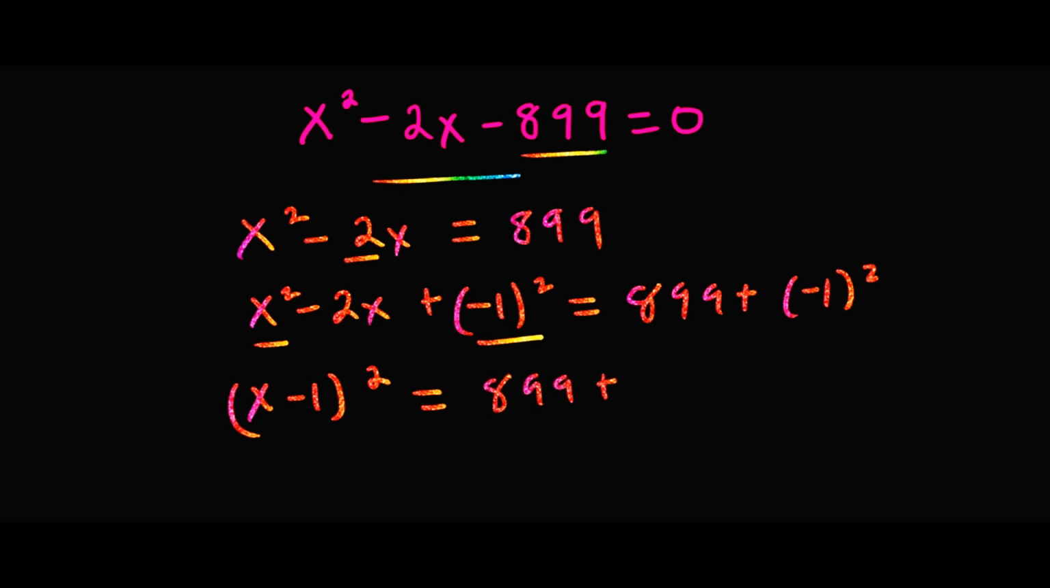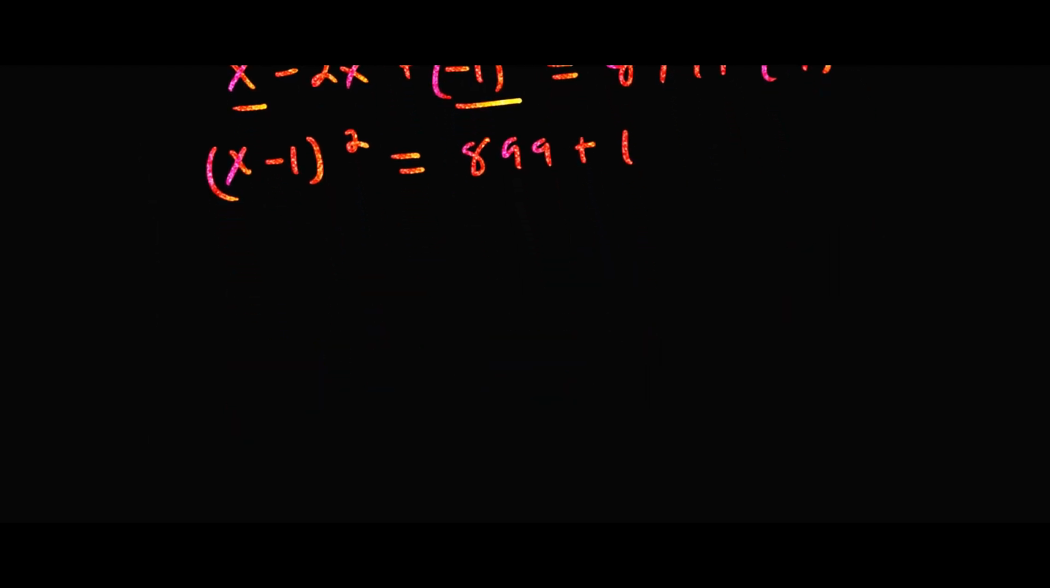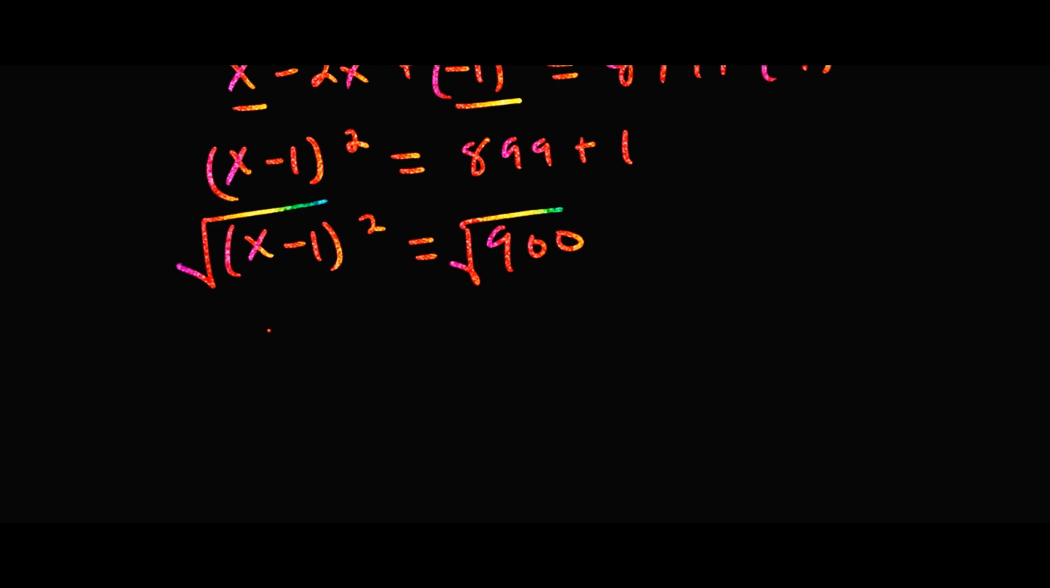That is 899 plus negative 1 squared, which is just 1. So it means on the left-hand side, we still have x minus 1 raised to power 2. And on the right-hand side, now we have 899 plus 1, which is just 900. So at this point, we take the square root of both sides of the equation. So on the left-hand side, we have x minus 1. And on the right, we have plus or minus. The root of 900 is 30. So we have plus or minus 30.